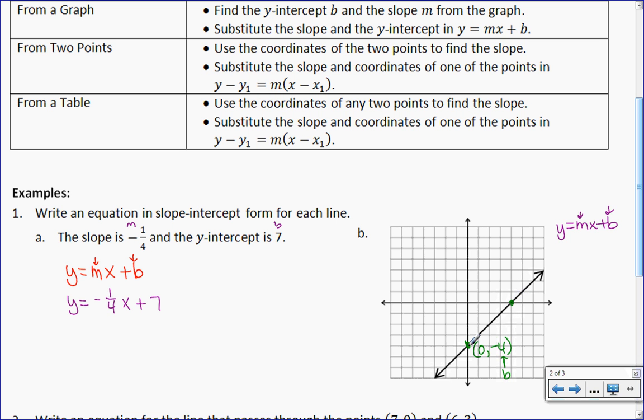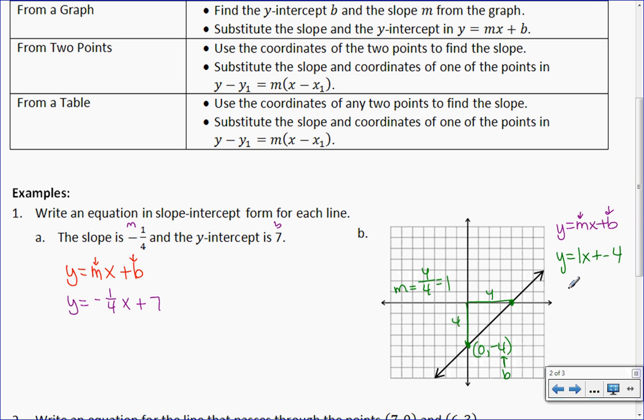And then we just have to count rise over run to find what the slope is. So rise 1, 2, 3, 4, run 1, 2, 3, 4. So the slope is 4 over 4, or just 1. Rise 4, run 4. 4 over 4, or 1. So now we'll just substitute the numbers where they belong. So we have y equals, in place of m, we'll put 1. And in place of b, we'll put negative 4.